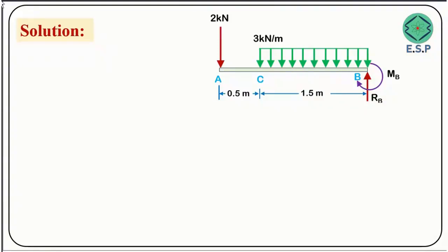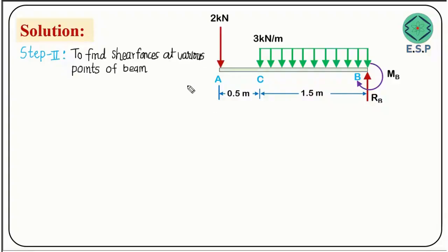This is called step 2. In step 2, we calculate the shear forces at various points of the beam. As I have already explained in the previous videos, we have to move from one end of the beam towards the other end. So we'll be considering a plane like this and moving along the beam.